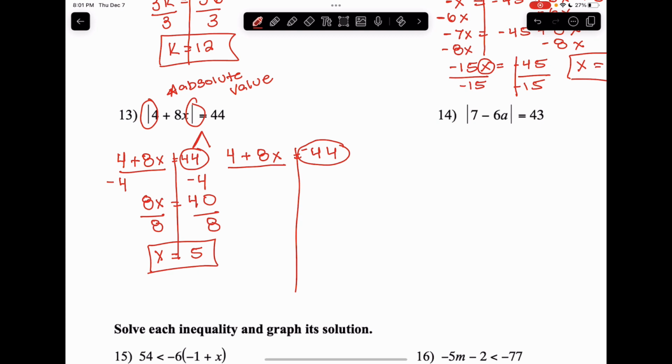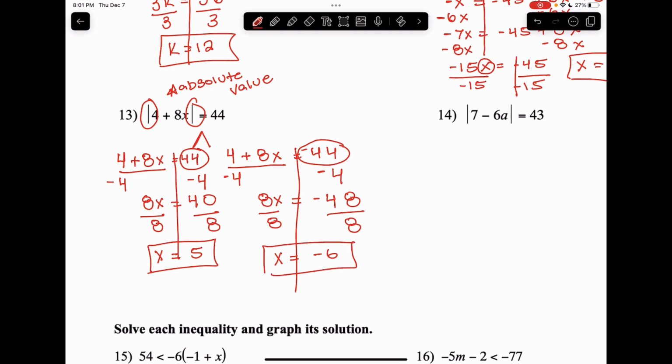Now I'm going to solve the other side. I'm going to subtract 4 once again. I get 8x is equal to negative 48. And if I divide by 8, negative 48 divided by 8 will get me negative 6. So when you solve an absolute value equation, you should have two solutions, two answers.